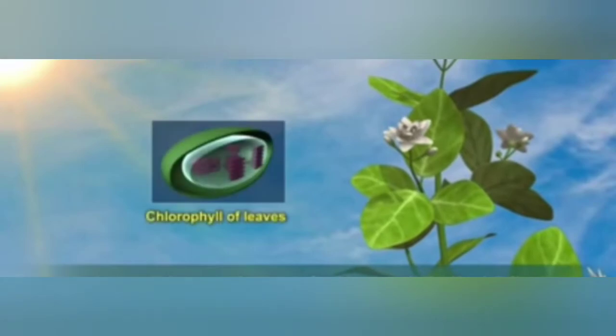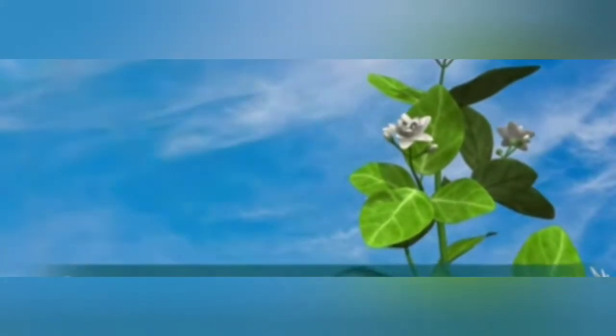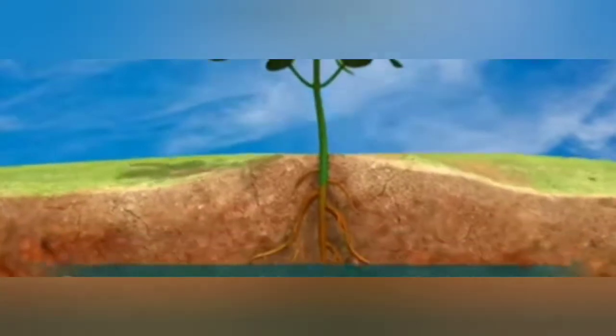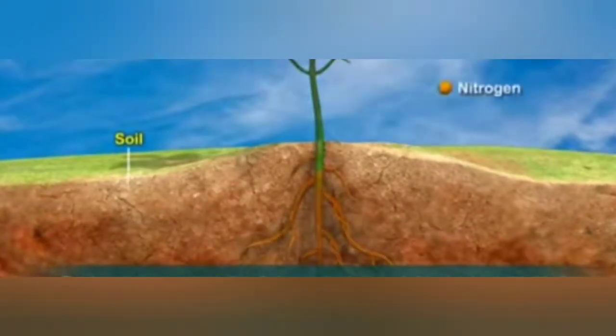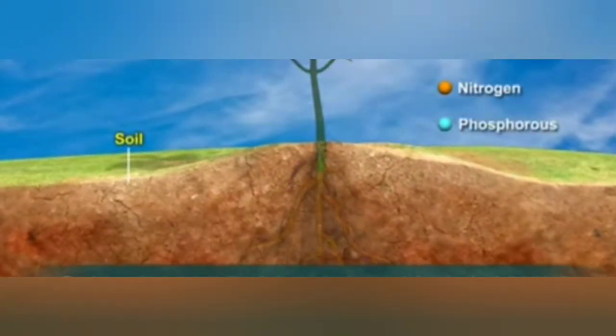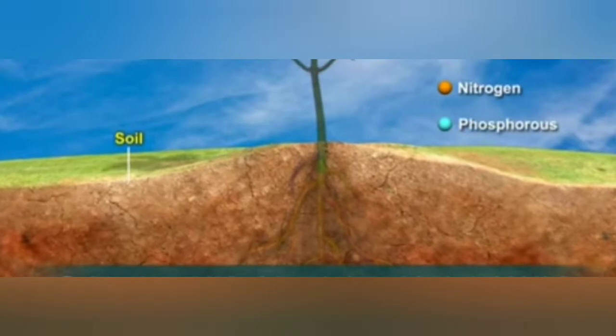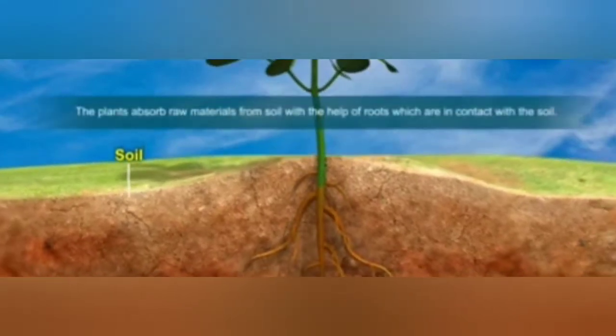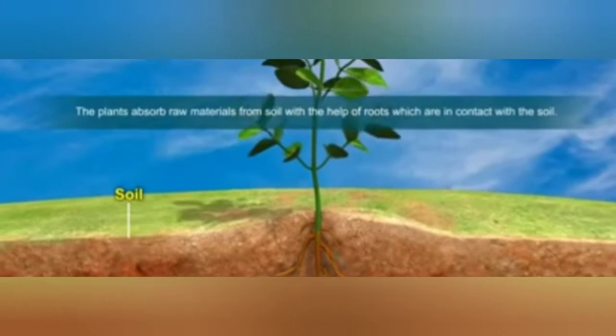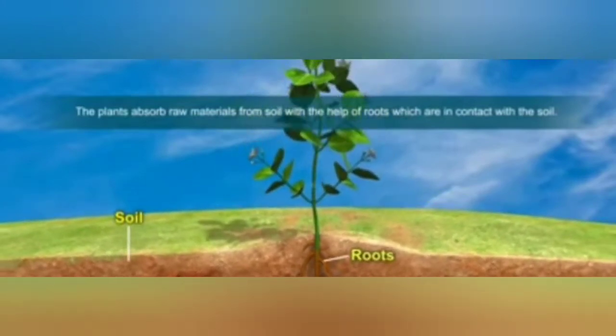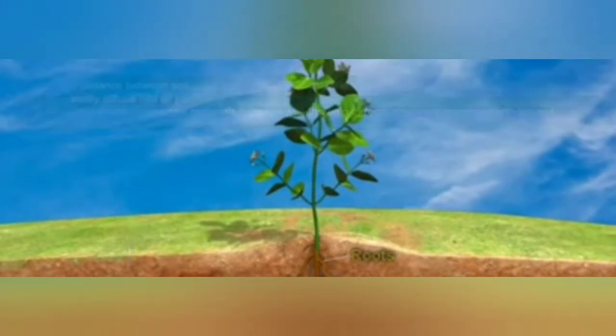Students, today I will discuss the transportation of materials in plants. Most plants have a well-developed transport system called a vascular system. It is composed of specialized tissues called vascular tissues. There are two types of vascular tissues, xylem and phloem.